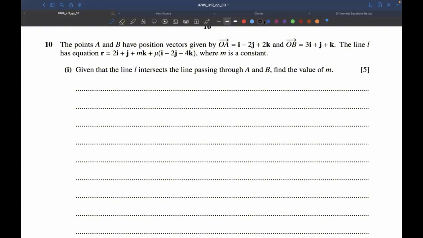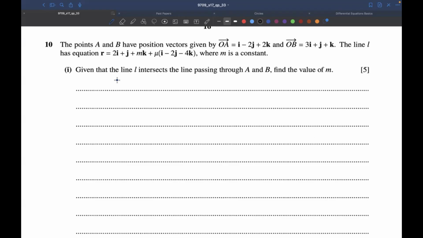In question 10, it says that the points A and B have position vectors. The line L has equation 2i plus j plus mk plus mu, where m is a constant. We are told that the line L intersects the line passing through A and B, and we have to find the value of m.